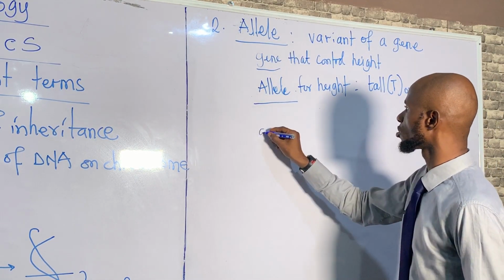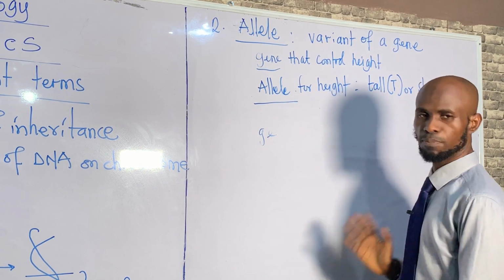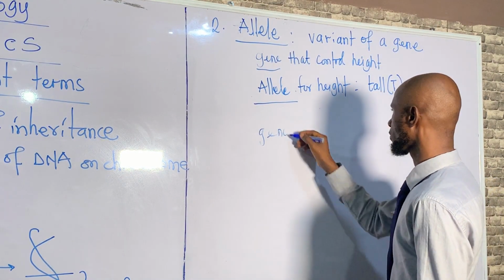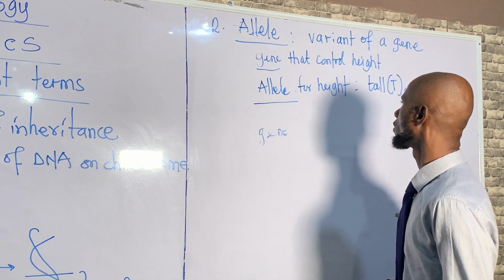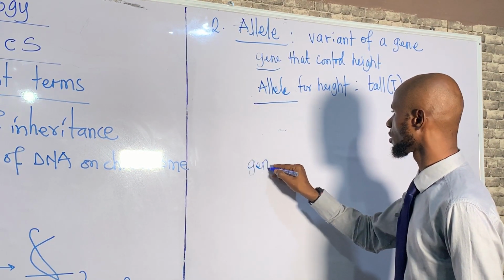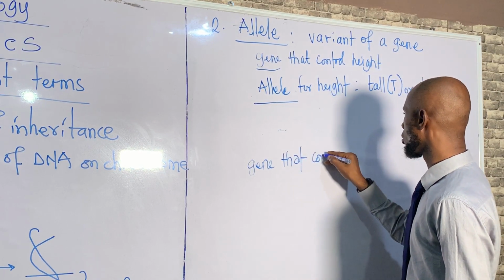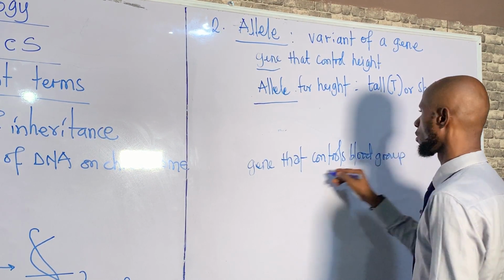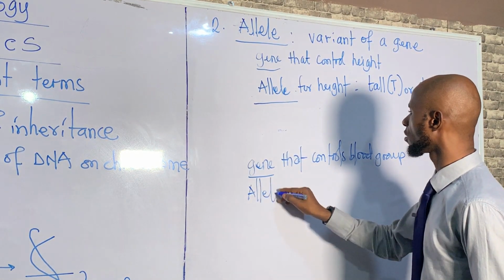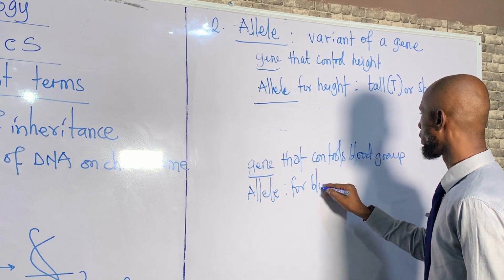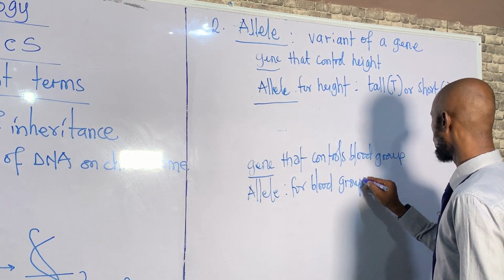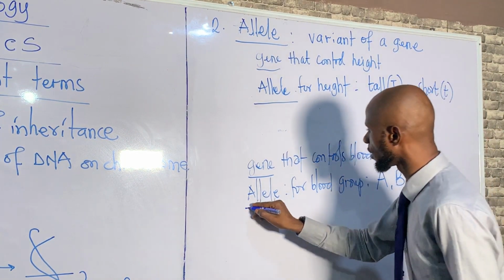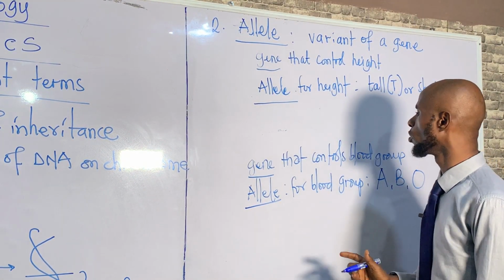Now let's have the gene that controls the blood group. We're now going to have the allele for the blood group so that you understand. So what about the allele now? For the blood group, there will now be 3: we have the A, we have the B, and we have the O. So the blood group is an example of multiple alleles.